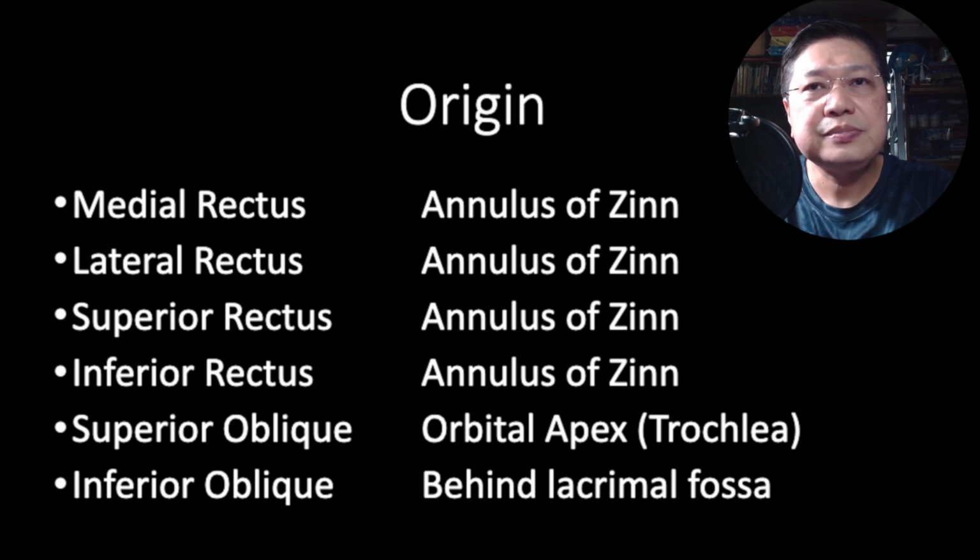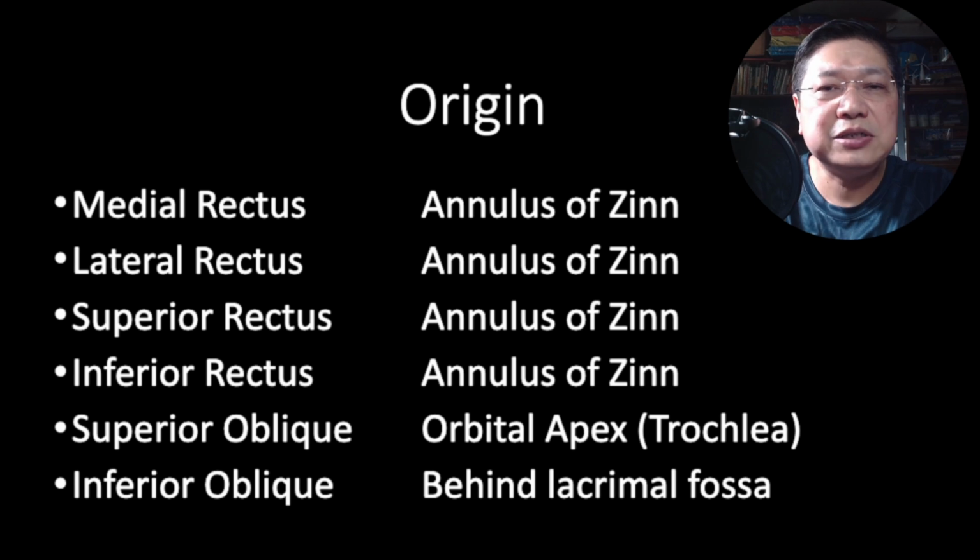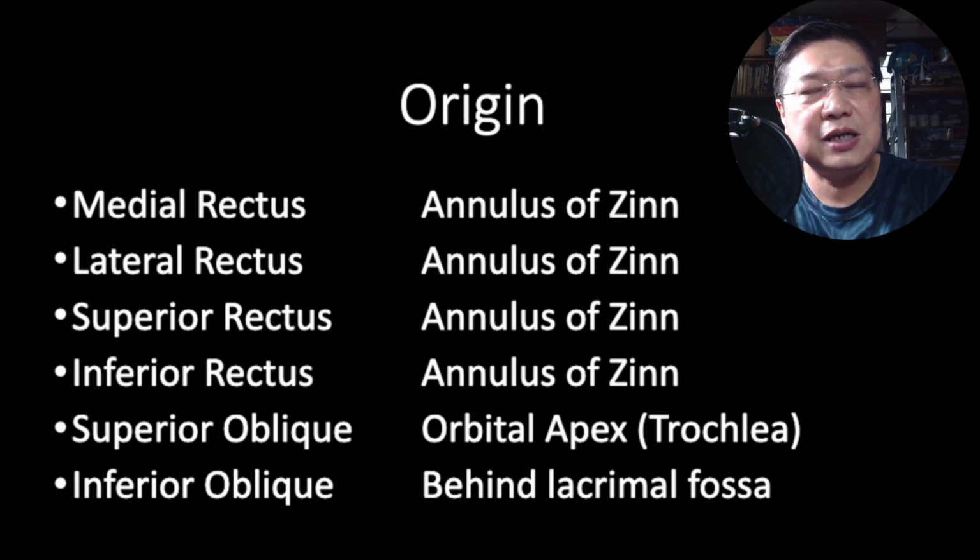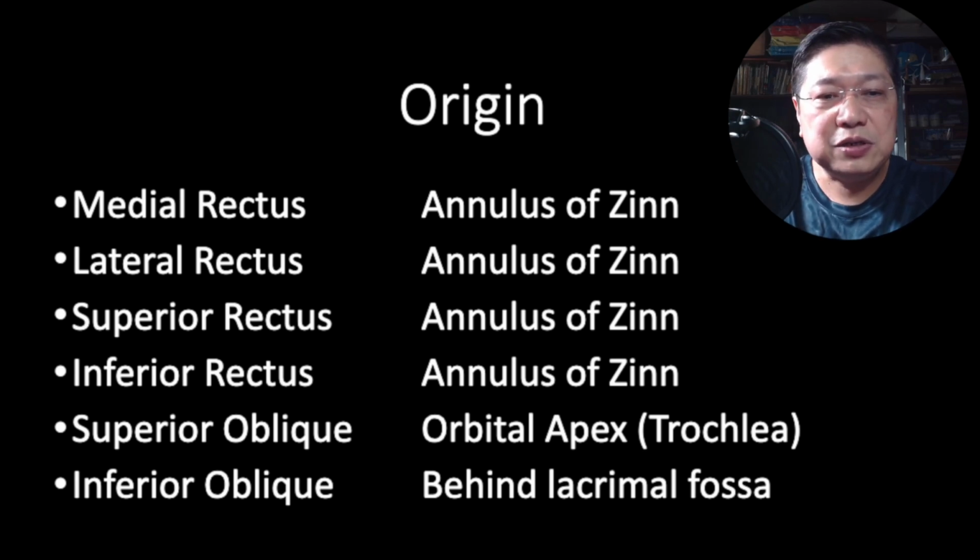It's all the rectus muscles. If you're asked for the origin, the answer is only one: annulus of Zinn. It doesn't matter whether medial, lateral, superior, or inferior. If it's a rectus, it's coming from the annulus of Zinn.